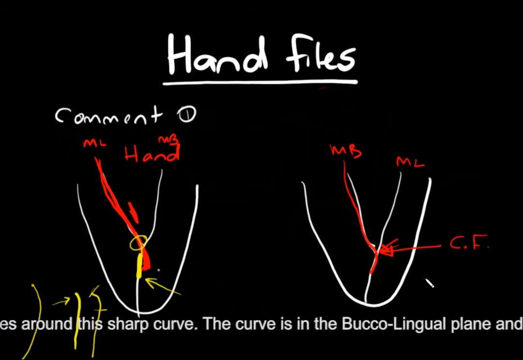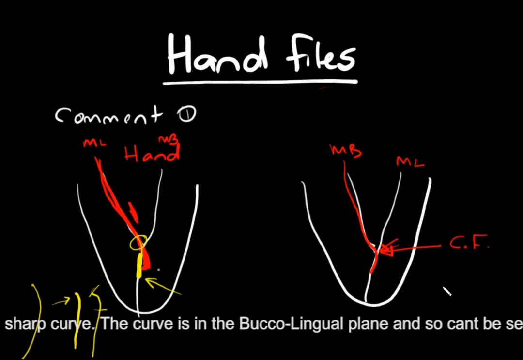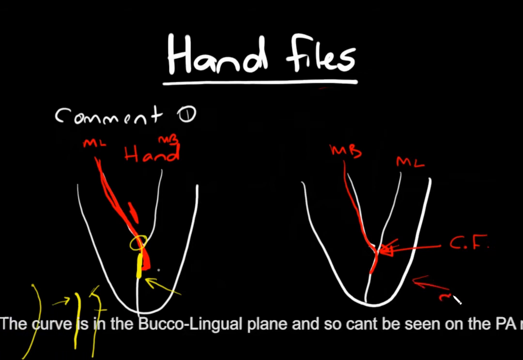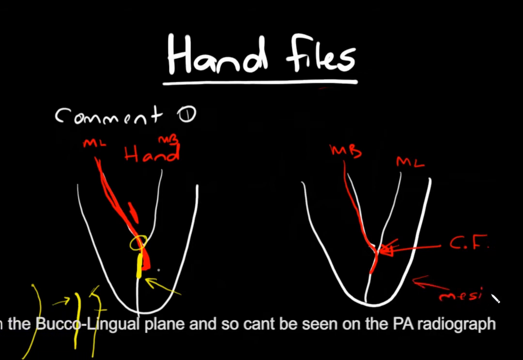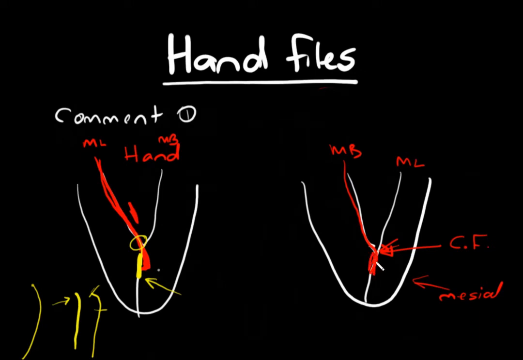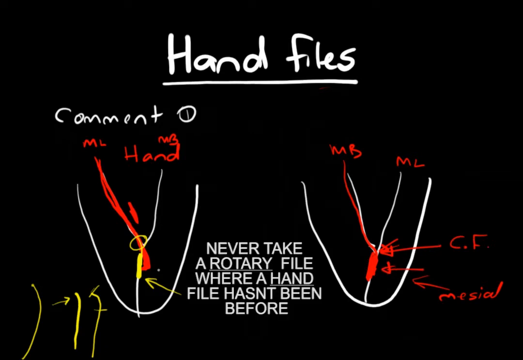So this root, remember, is the mesial root of a lower molar. So what you'll end up doing is you'll have a chunk of nickel titanium just sitting right here in the canal. So once again, never take a rotary file where you haven't had a hand file before. So the hand file really has to make this glide path. So that is comment 1.